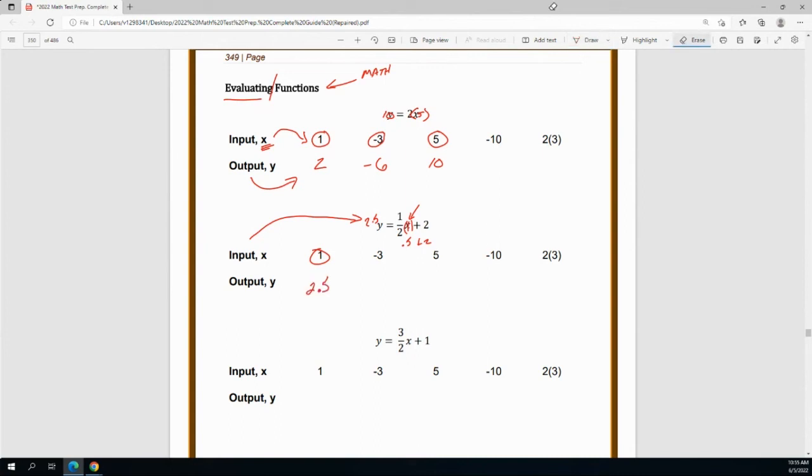Okay. Let's try the next input. The next input is a -3. So if I stick a -3 in here, half of -3, or half times -3, is -1.5. And -1.5 plus 2 leaves me 0.5 as an output. And that's how this works.